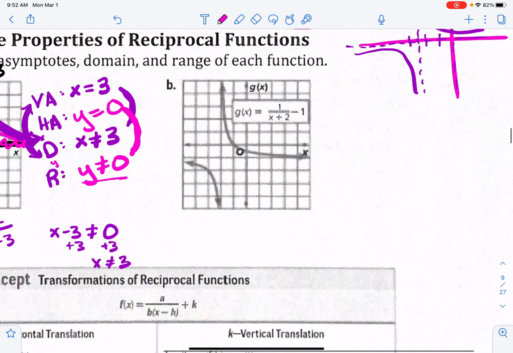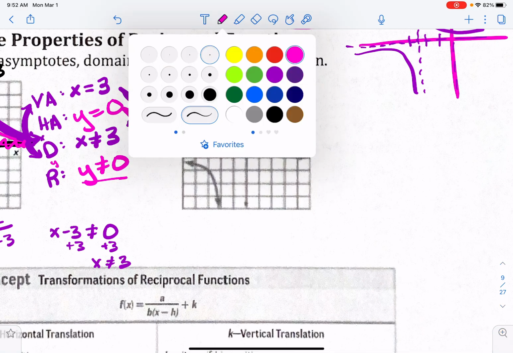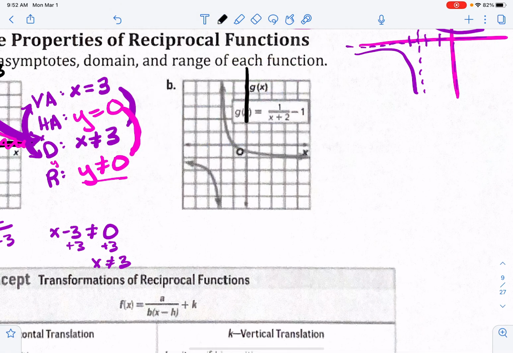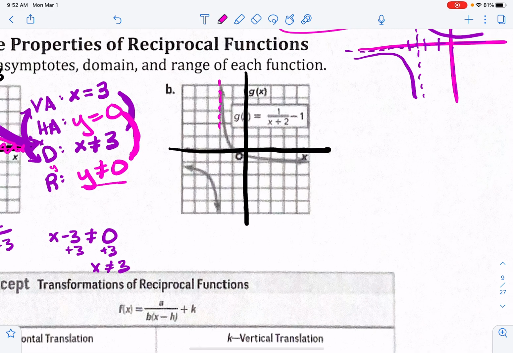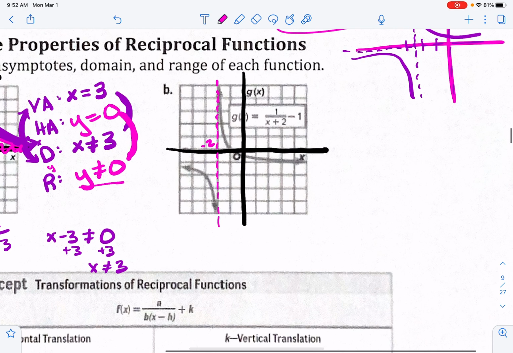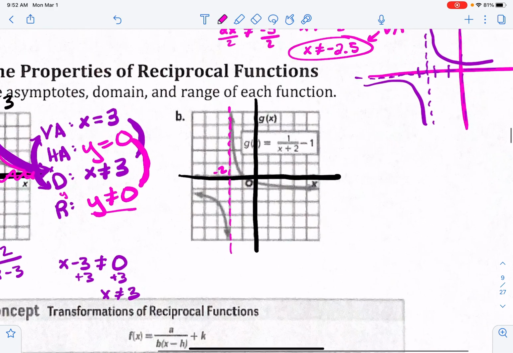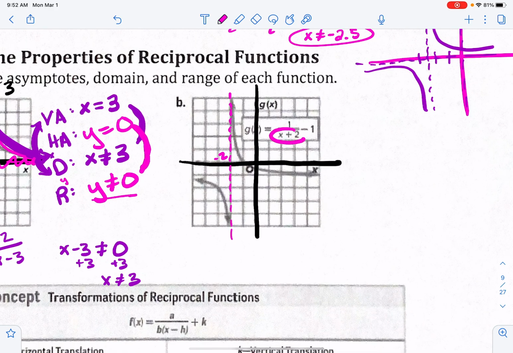Let's see if we can figure it out from this function here. I'm going to draw my y-axis here and my x-axis here, and we're going to see what this thing looks like, okay? Now in this case, we see that the vertical asymptote is this line, and that is at a value of -2. If you look at our equation, x plus 2, this is my function, and if I set it not equal to 0, x will be -2. So that's where my VA is located.